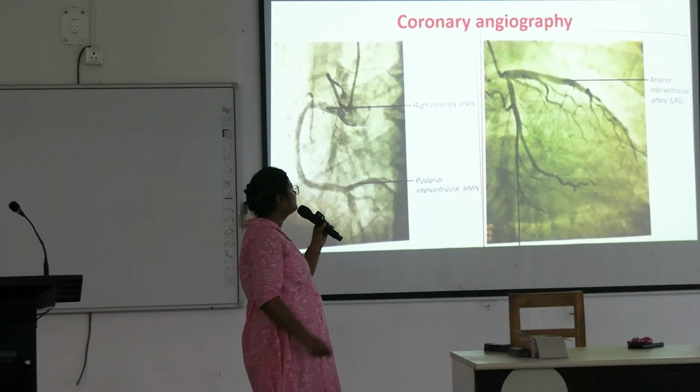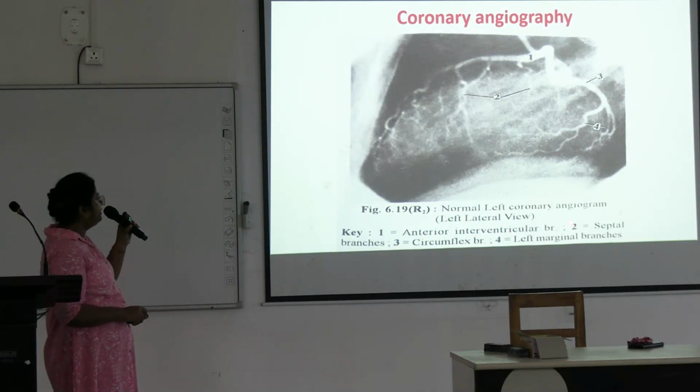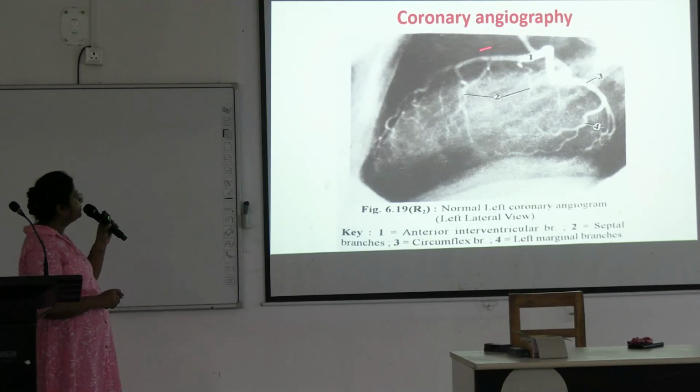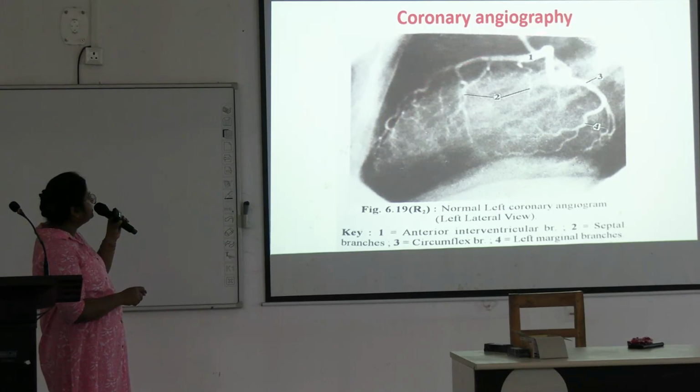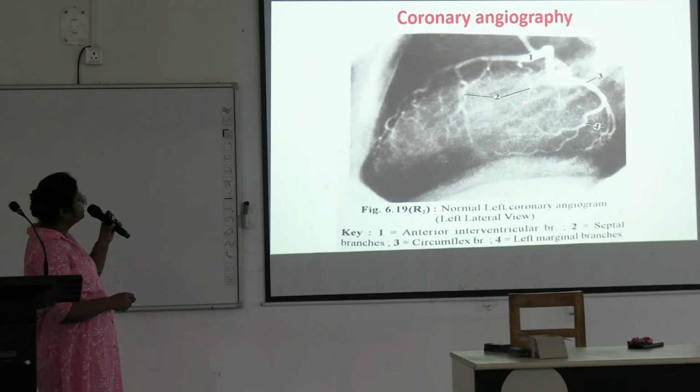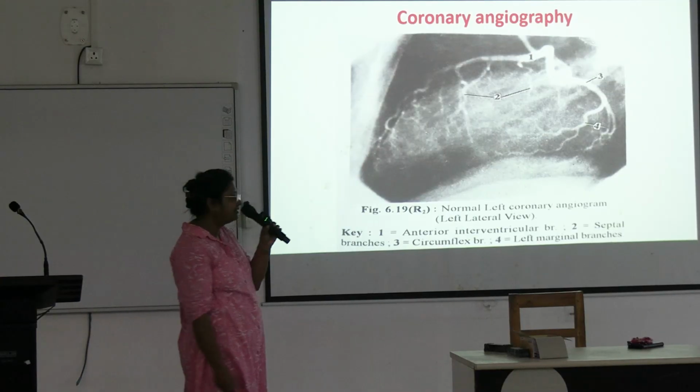Next, here also normal left coronary angiogram. Okay, lateral view. This is anterior interventricular branch. These are some septal branches. This is the circumflex branch, and left marginal branch of the left coronary have been shown here.